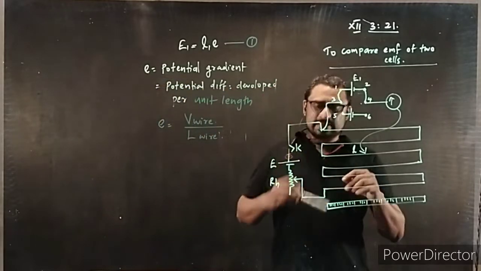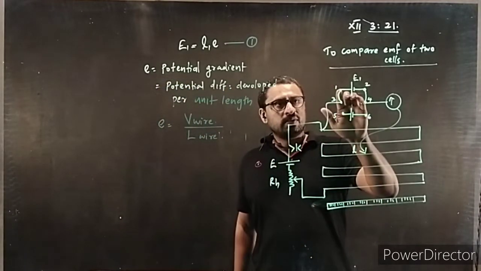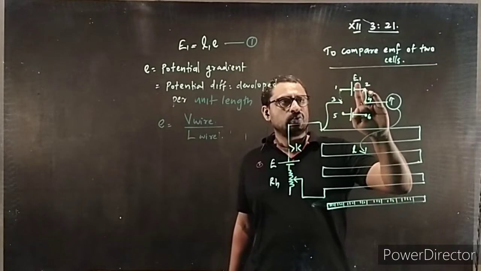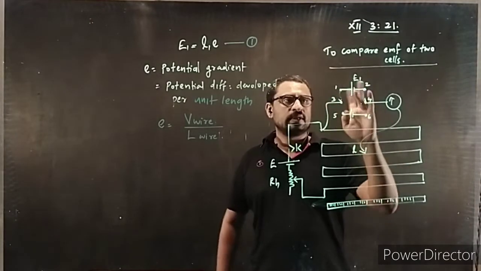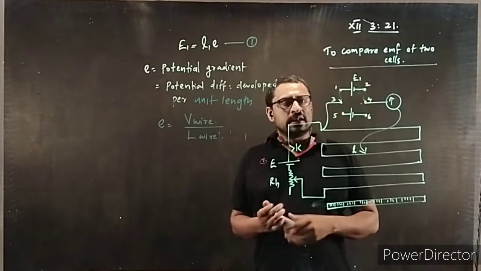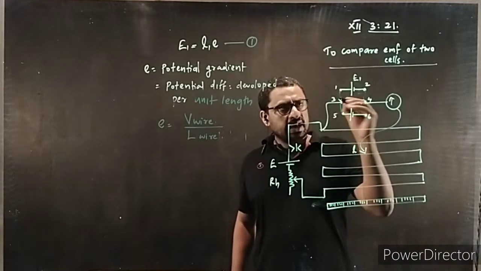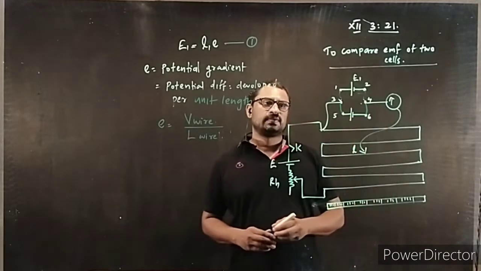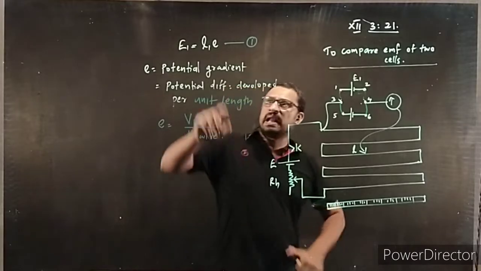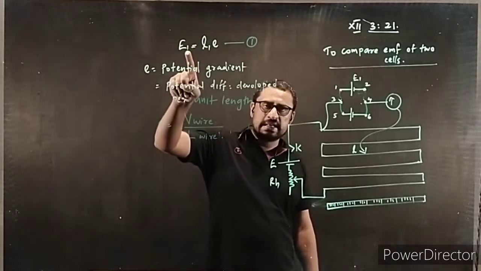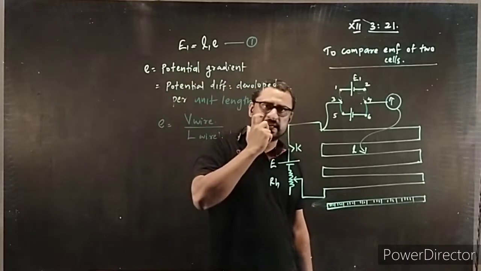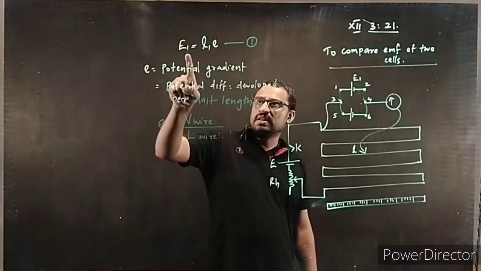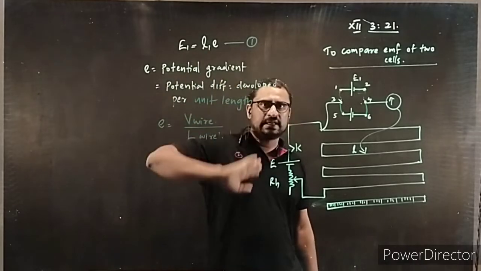Now what you have to do is remove the connection between 1 and 3, 2 and 4. Remove it. Ready? Now connect between 3 and 5 and 4 and 6. Okay, you found the balancing length for the first cell. For E1 you found the balancing length.